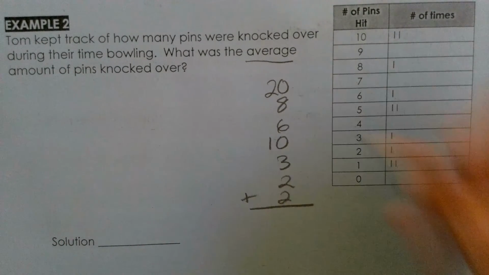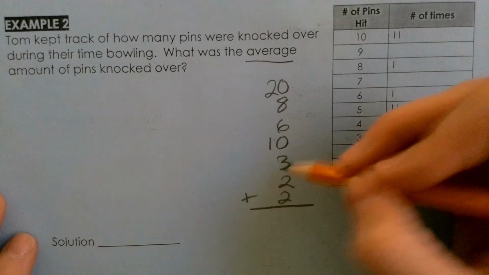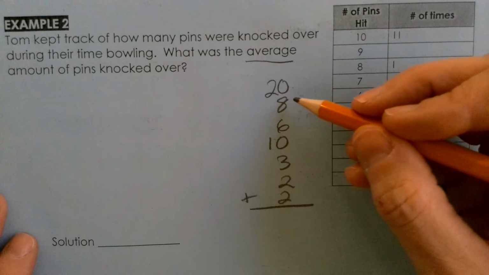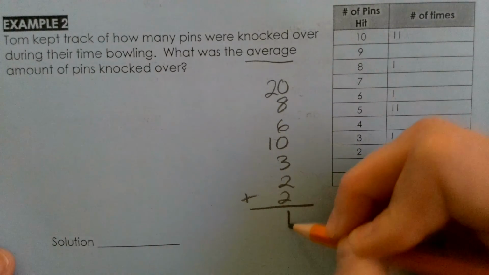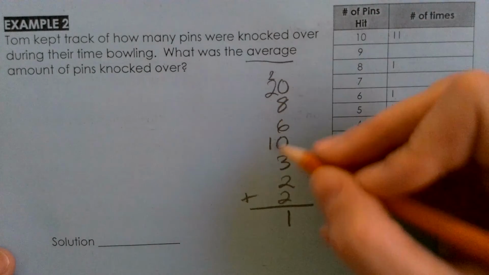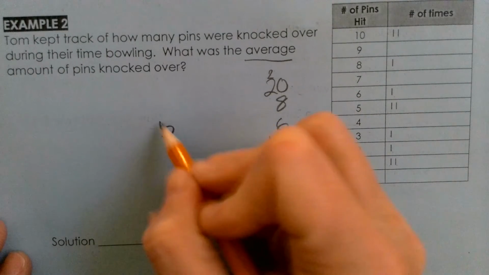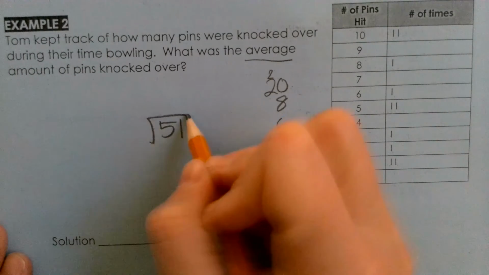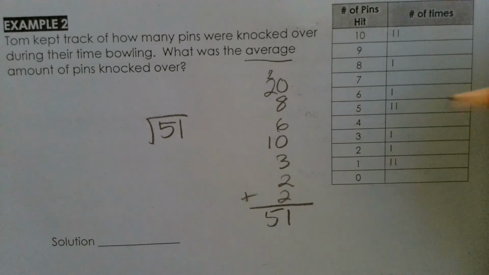So adding these up to find my sum, I'm going to have 4, 5, 6, 7, 13. And then 13 plus 8 is 21. So then 2, 4, 5, 51 is my total for my sum. Now I have to divide that, but what do I divide it by again? I have to divide it by how many pieces of data.